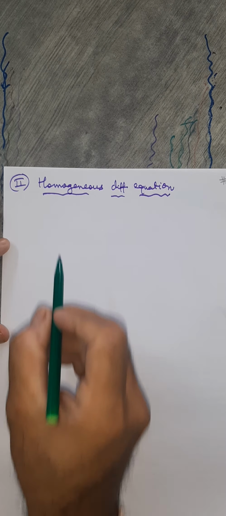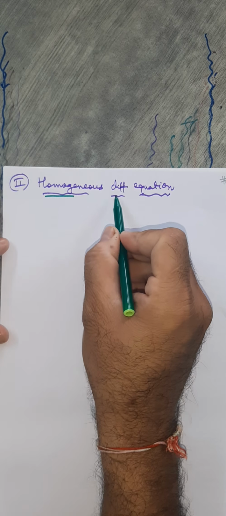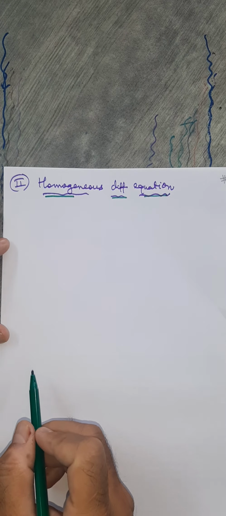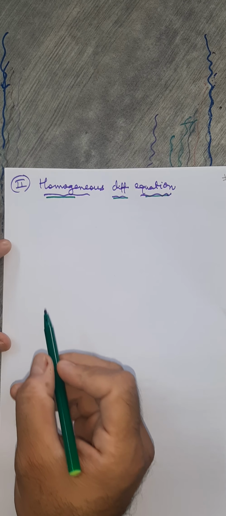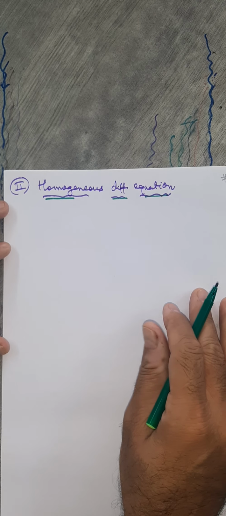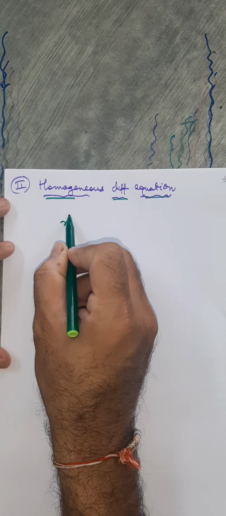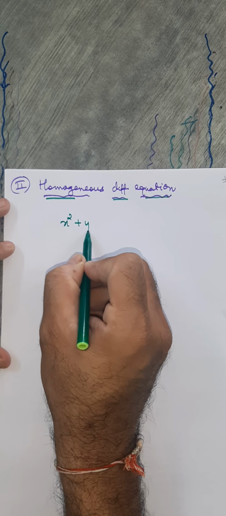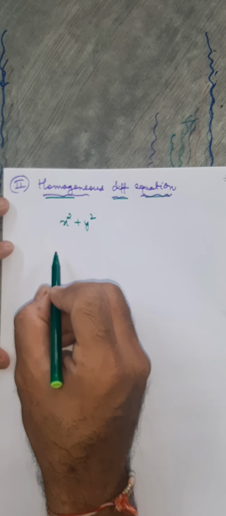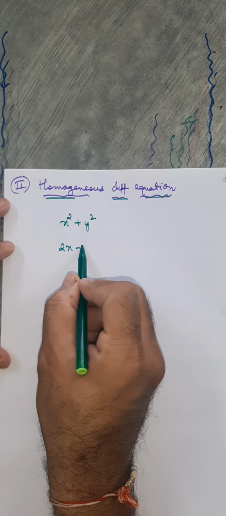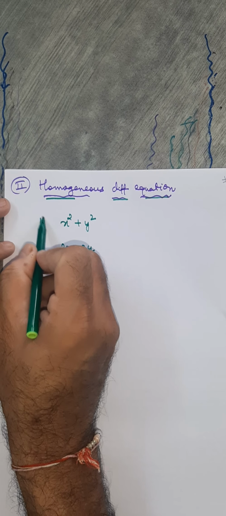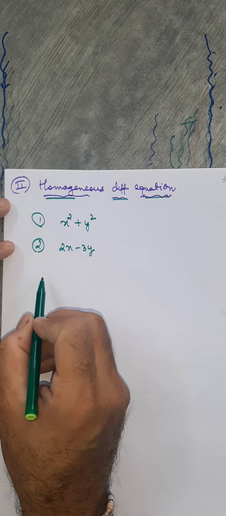Next method is about homogeneous differential equation. Now you see I'm writing some functions in two variables. For example, I've written x square plus y square. Then I've written 2x minus 3y. I'm writing some functions in how many variables? Two variables.